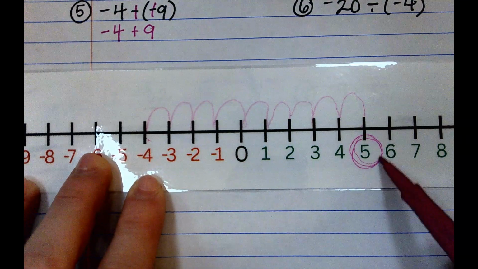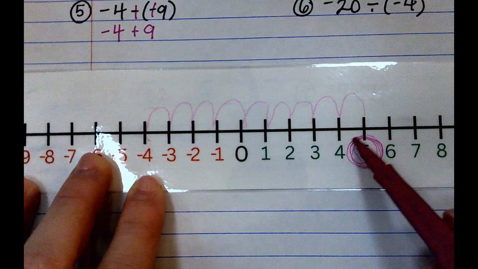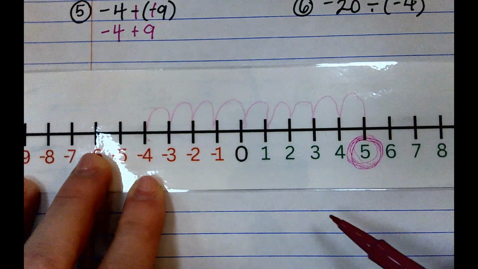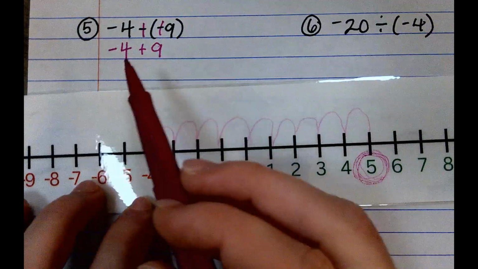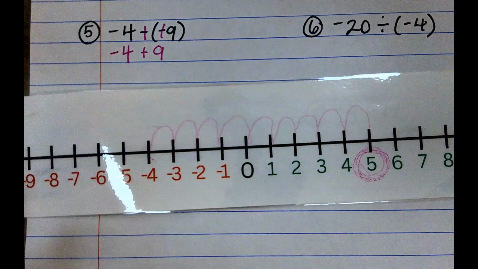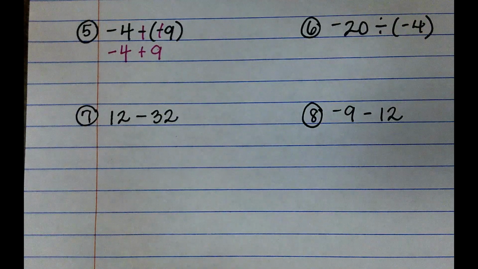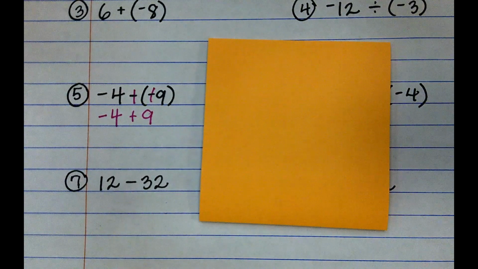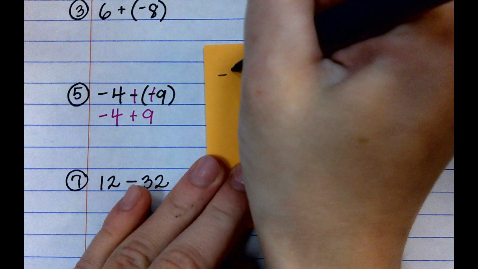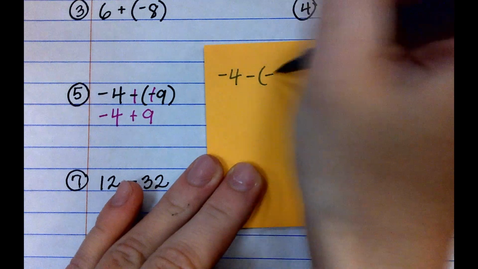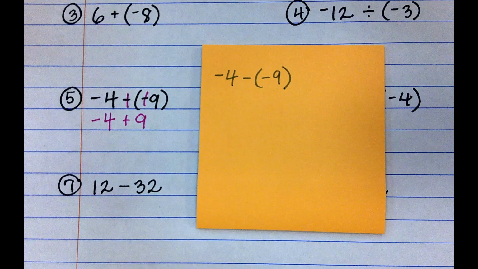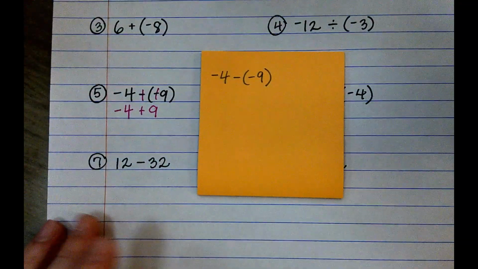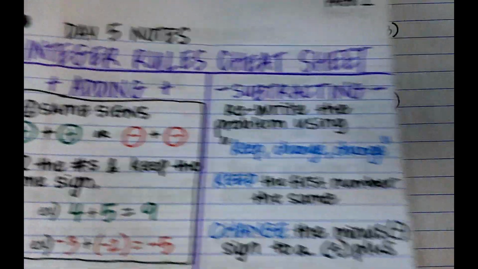This is my answer. Positive 5 for number 5. Let's look at this again. I'm going to rewrite it: -4 minus -9. Let's follow our cheat sheet we did on day 5.